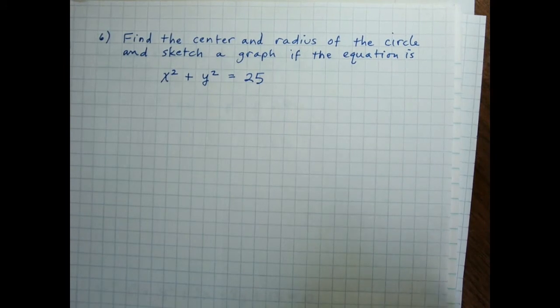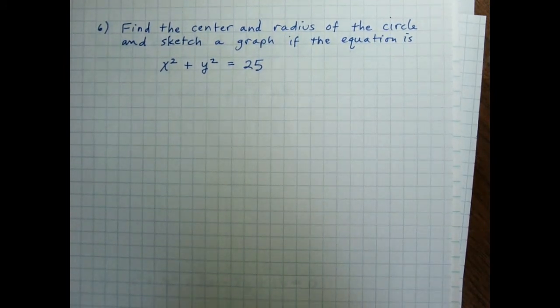Find the center and radius of a circle and sketch a graph if the equation is x² + y² = 25.